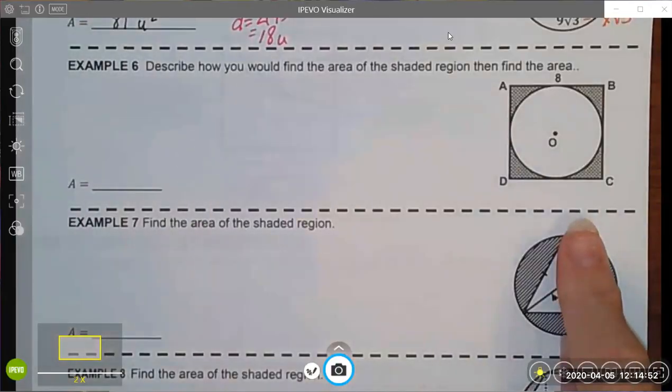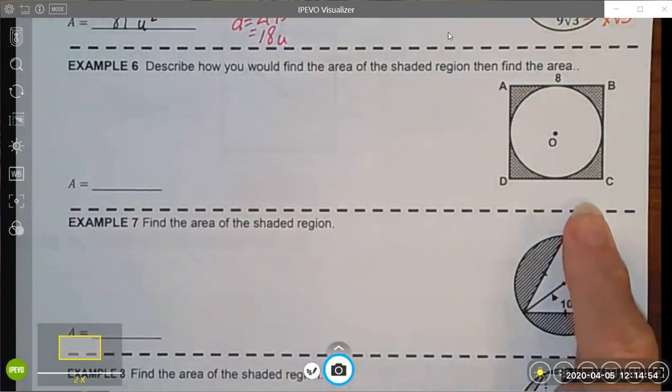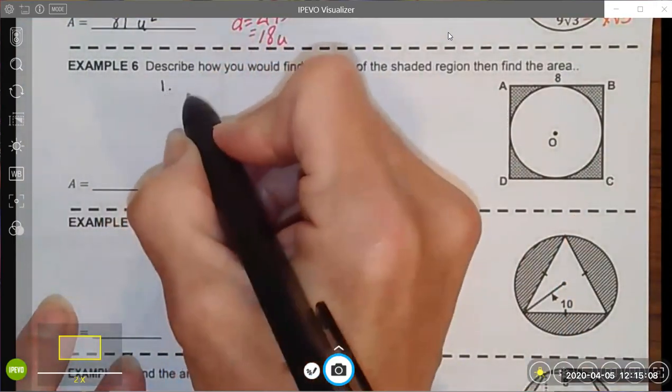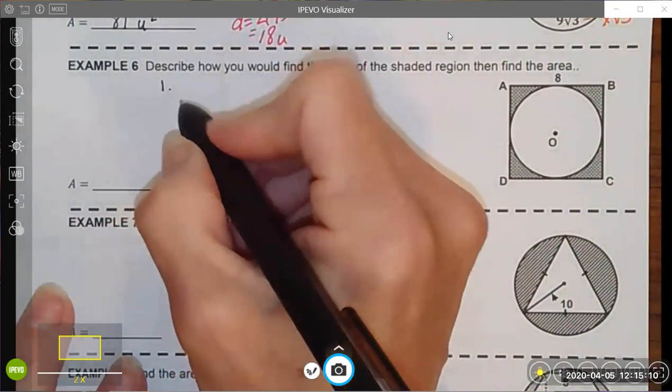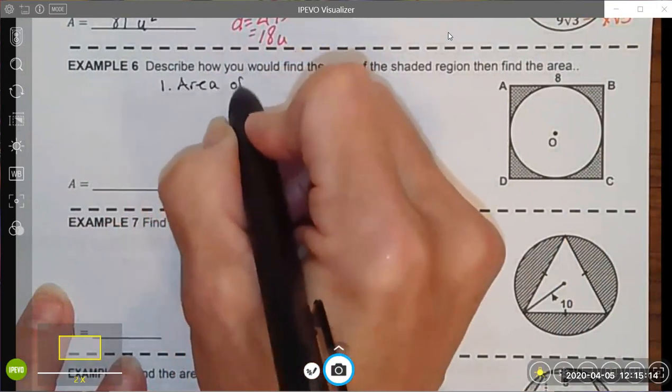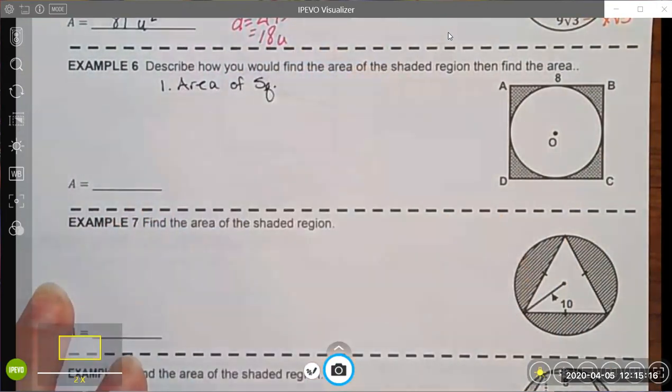For example 6, I have been given what we call a composite shape. I've been asked to find the area of the shaded region. To do that, I'm going to need to follow a couple of steps. My first step is to find the area of the entire shape, or the square. My second step will be to find the area of the non-shaded region, or the circle.